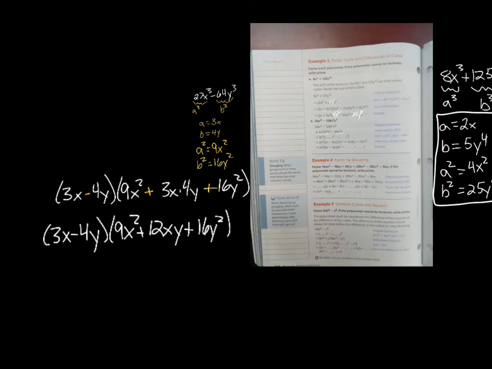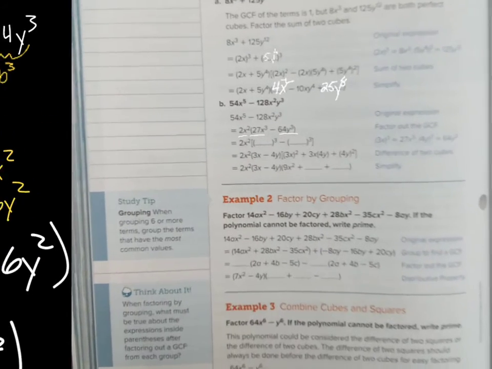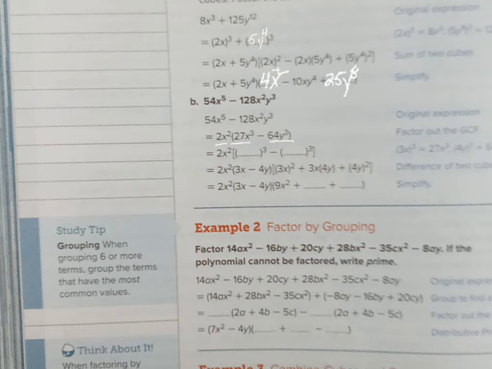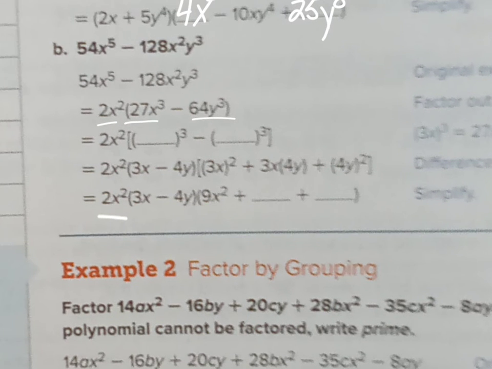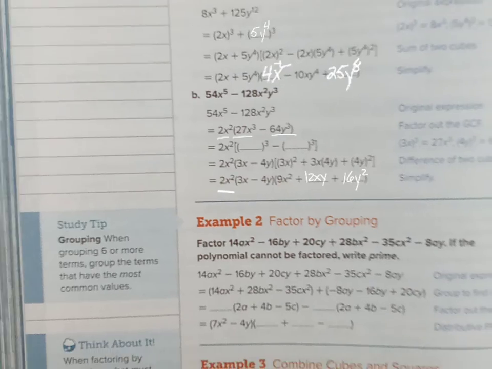Okay, and so then to jump back into what they got, there's the greatest common factor they took out, 3x minus 4y, 9x squared plus 12xy, and then plus 16y squared. Okay.